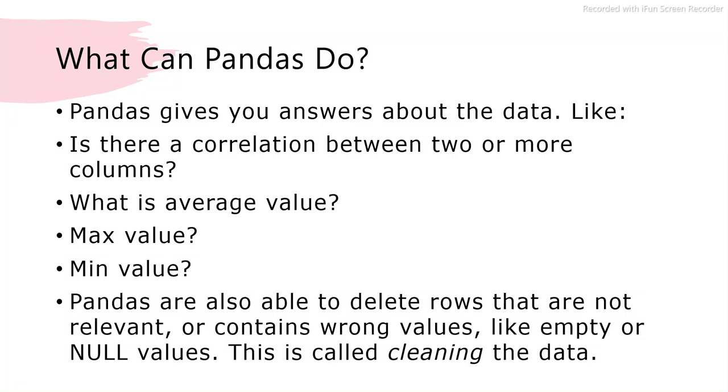So pandas gives you answers like some basic statistics, such as the average value, maximum value, minimum value, and what is the correlation between the data. These kinds of things pandas can do. Pandas is also able to delete the rows which have null values, and it is also able to deal with wrong values or wrong numbers, and it also deals with duplicate values.